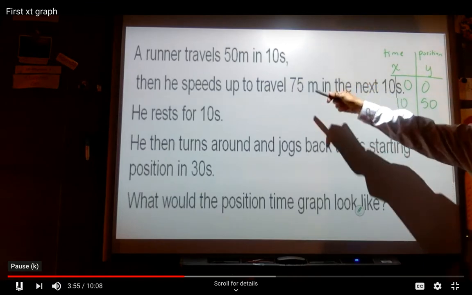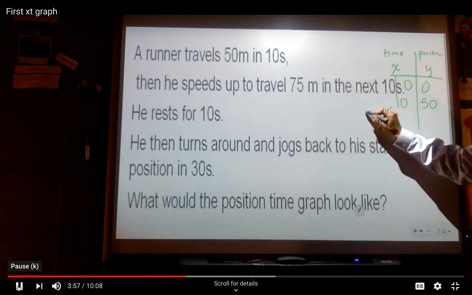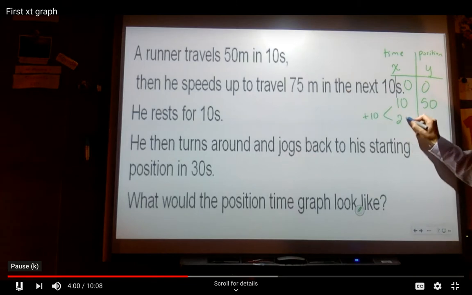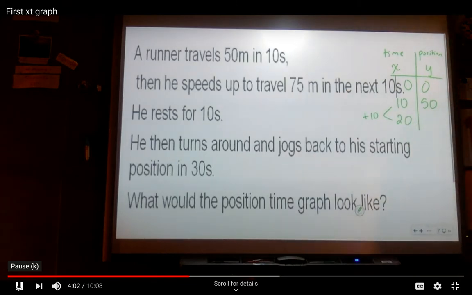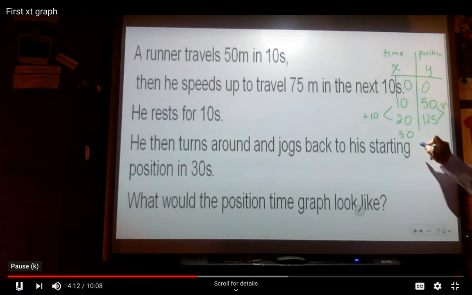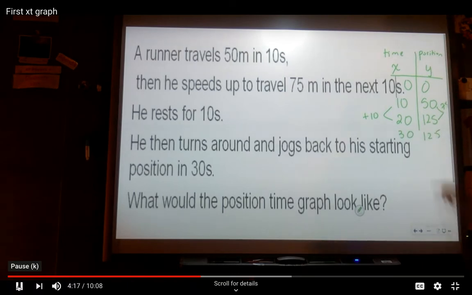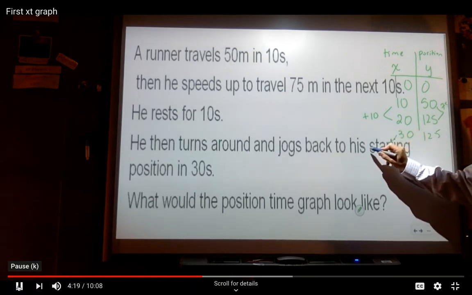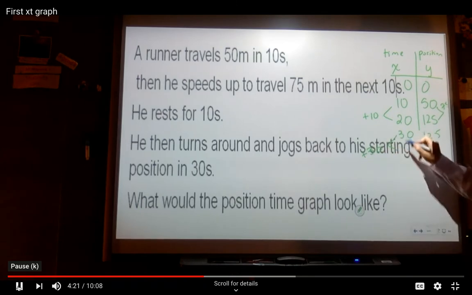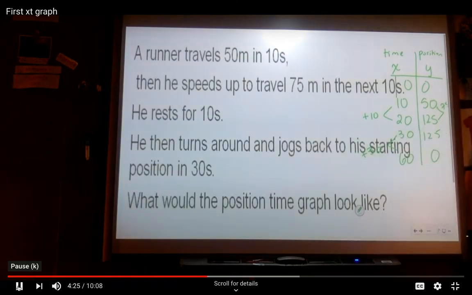In the next 10 seconds, he goes 75 additional. So I have to add 10 seconds to my time total. So now I'm going to be at 20 seconds, and I have to add 75 meters to this. Now I'm at 125. He's going to stay in the same place for 10 seconds. That's going to take us to 30. This will still be 125. And then for the last 30 seconds, so from 30 to 60 seconds, he's going to go back to 0.